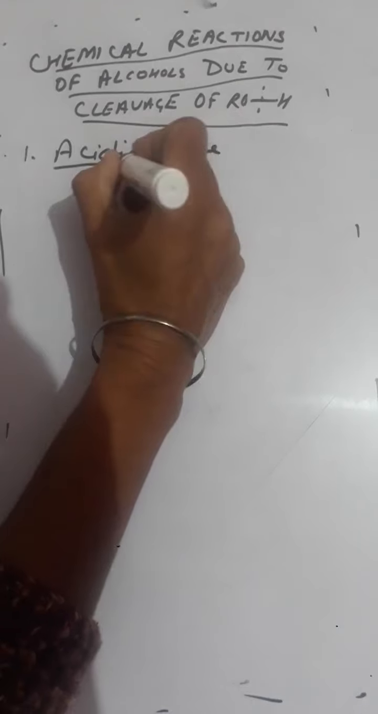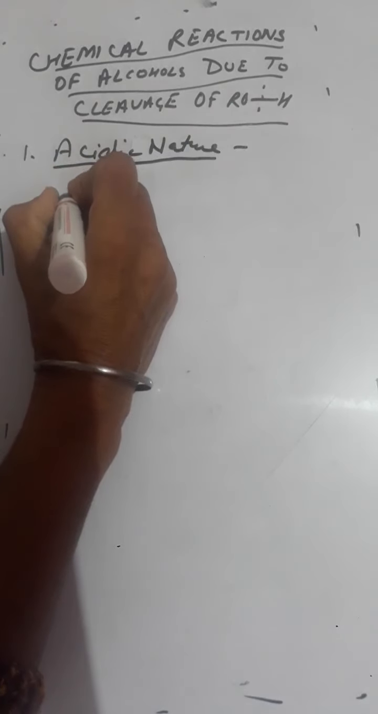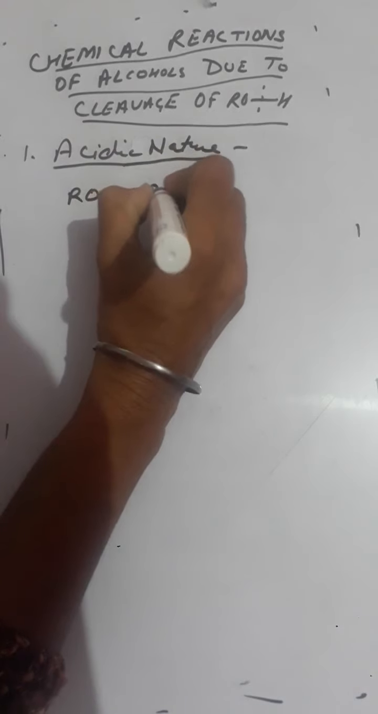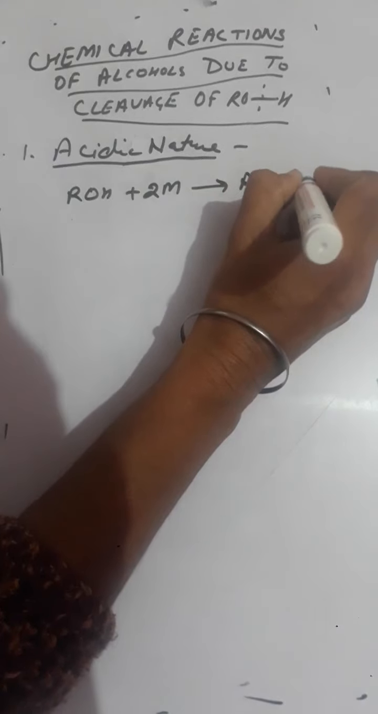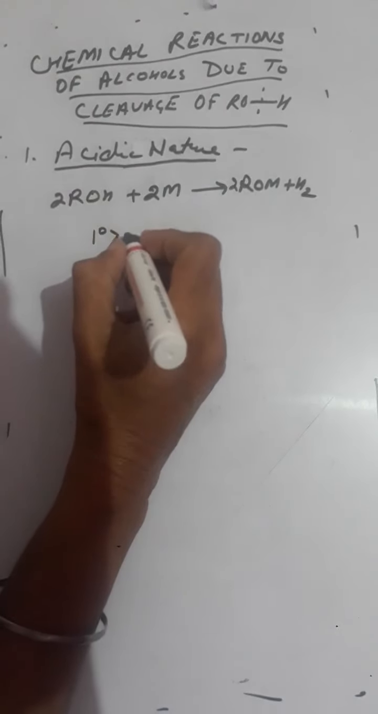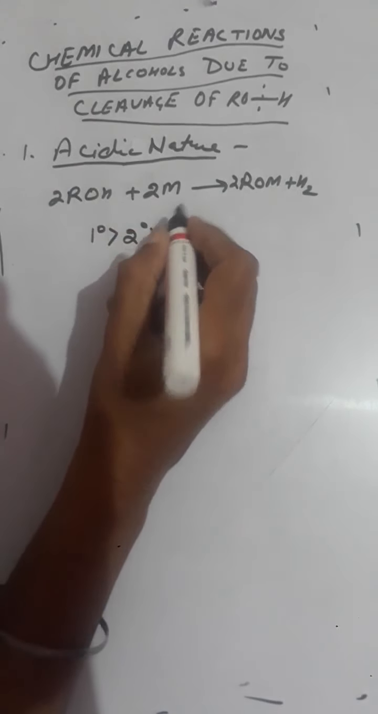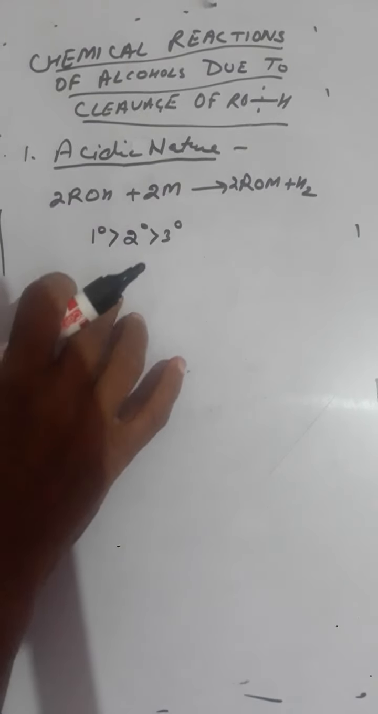We know that alcohols, when they react with some active metal, release hydrogen, forming the alkoxides, and this shows their acidic nature. We have already discussed that they are weaker acids, even weaker than water, because of the alkyl group attached to them, which is electron releasing. This is the reason why primary alcohols are more acidic than secondary alcohols, which are more acidic than tertiary alcohols. This we have already discussed in our previous video.